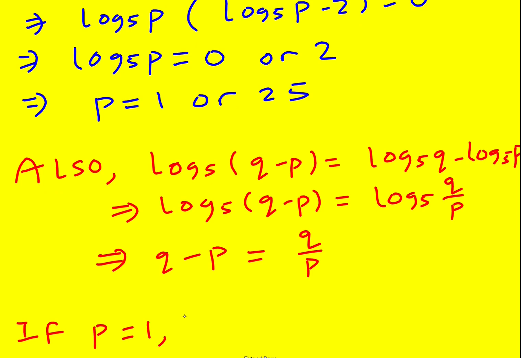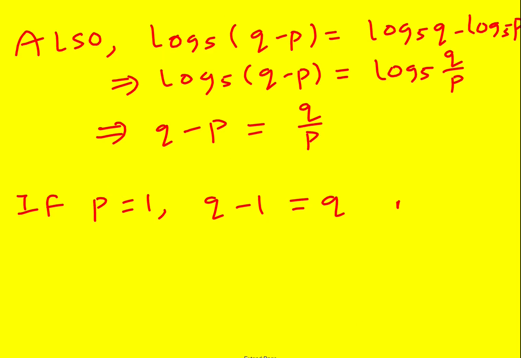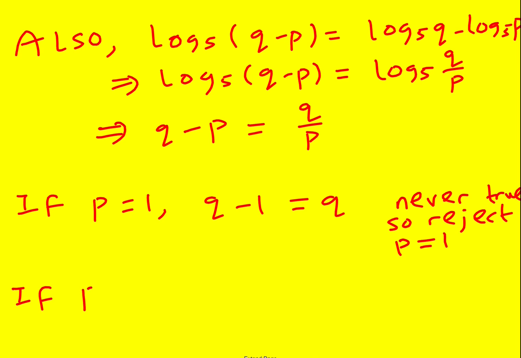If p equals 1, q minus 1 will equal q. So this is never true. So reject p equals 1. If p is equal to 25, then q minus 25 will equal q over 25.